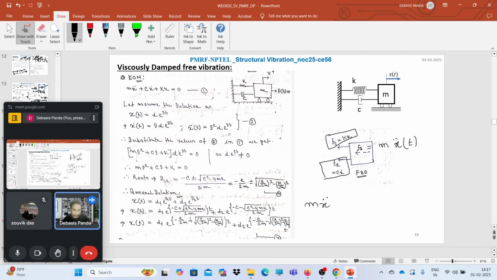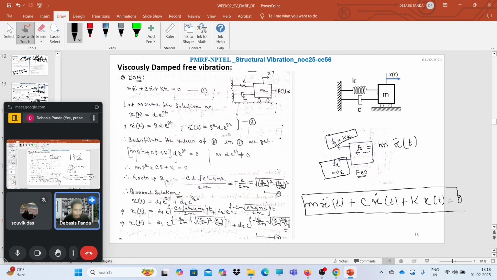m x double dot of t plus c x dot of t plus k x of t equals 0. So this is the equation of motion for the damped free vibration case. Damping is present there and we are modeling it considering the viscous damping model, right? So this is equation number 1.